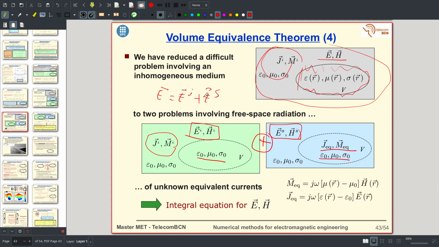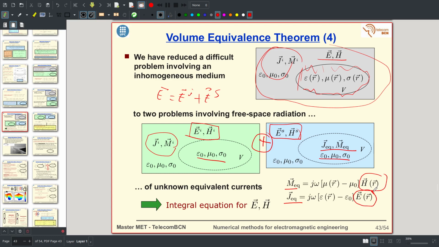But have we simplified the solution? Well, now we work only with free space radiation, which is what we know how to compute, but the problem is not simple, because the equivalent currents depend on the electric and magnetic fields that we want to compute.